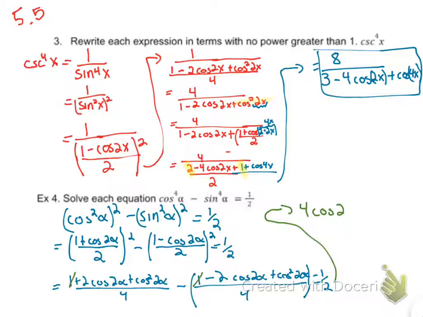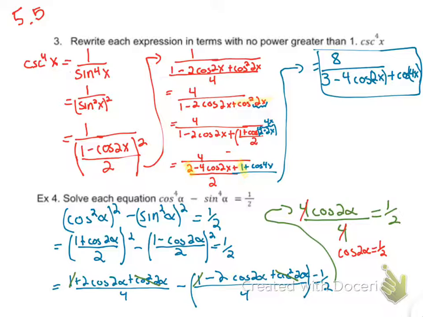cosine 2 alpha over 4 still there. And then we have cosine squared 2 alpha minus cosine squared 2 alpha. So those cancel. And this is still over 4, and it still equals 1/2. You see that the 4 over 4 go away. Bam, bam. And so you have cosine of 2 alpha equals 1/2.